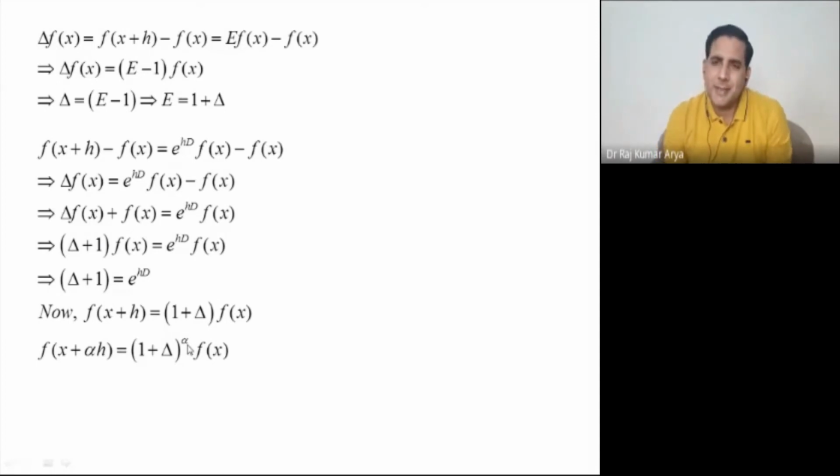This is just a derivation of that for the time being. First we derived f(x plus h) is equal to 1 plus delta f(x), and now f(x plus alpha h) can be rewritten as 1 plus delta to the power alpha f(x).